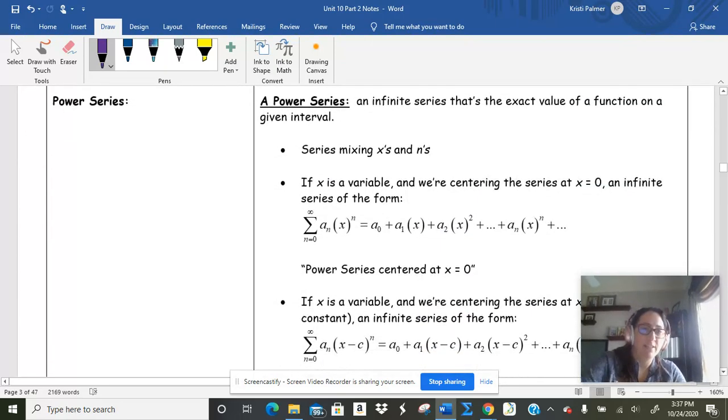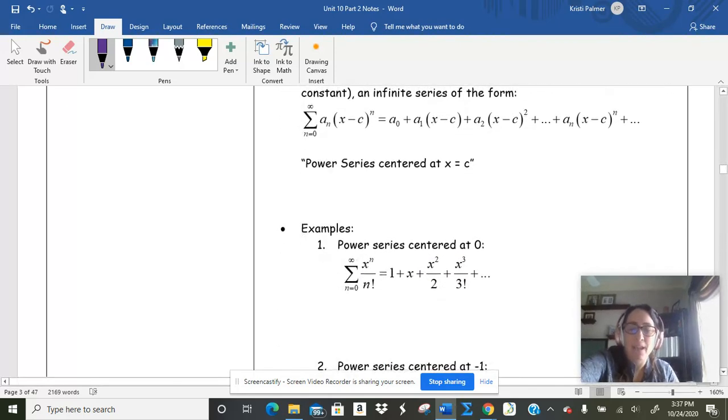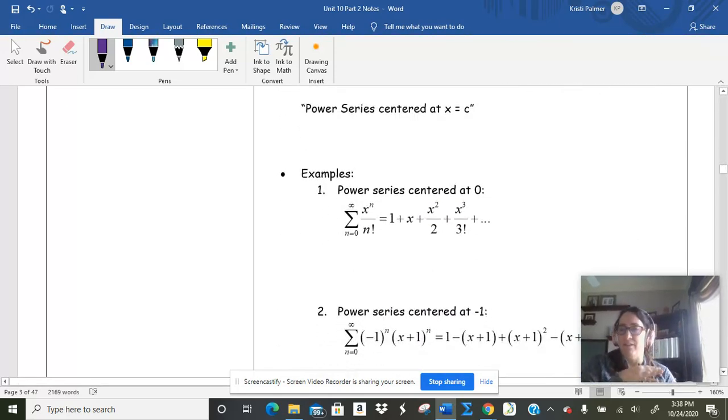So let's get started. So this power series, what is it? It's basically just mixing the x's and n's. It's taking that infinite series that we had learned back in part one and also doing some x stuff with it. And the x stuff could be centered at 0, it could have a different center, all kinds of fun things. So we're going to see how this power series can match, again, the crazy function that we're trying to match, like sines and cosines and all kinds of crazy stuff.